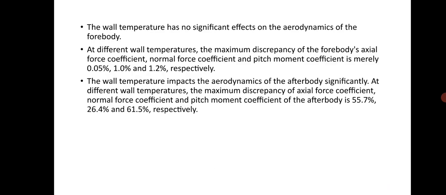The wall temperature has no significant effects on the aerodynamics of the forebody. At different wall temperatures, the maximum discrepancy of the forebody's axial force coefficient, normal force coefficient and pitch moment coefficient is merely 0.05%, 1% and 1.2% respectively. The wall temperature impacts the aerodynamics of the afterbody significantly.